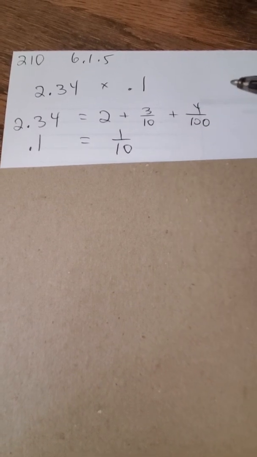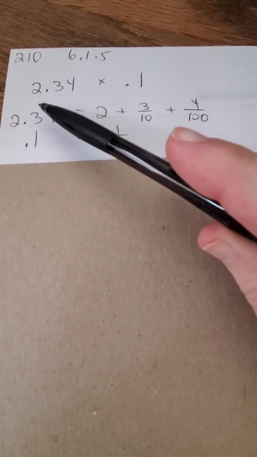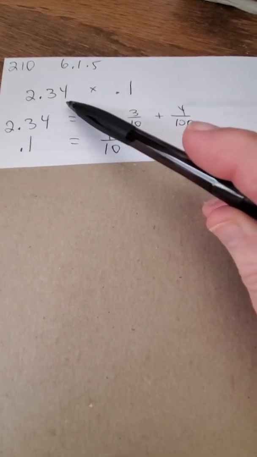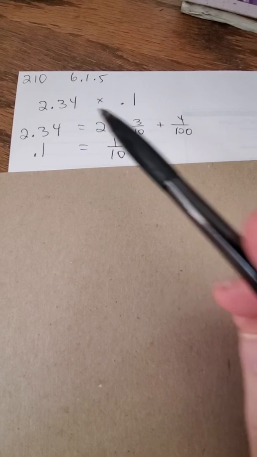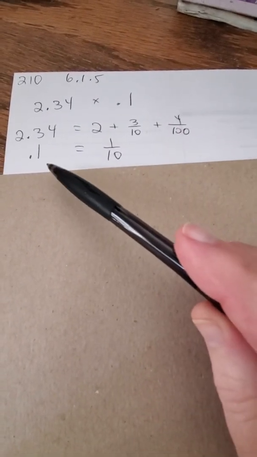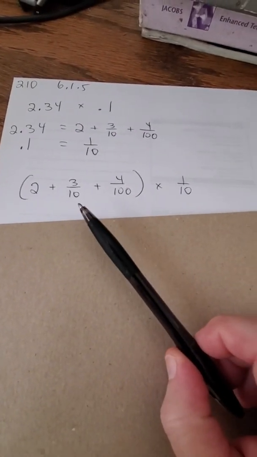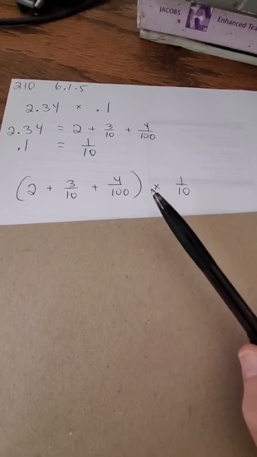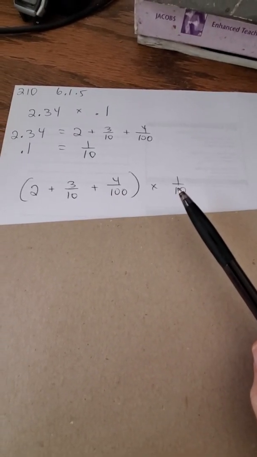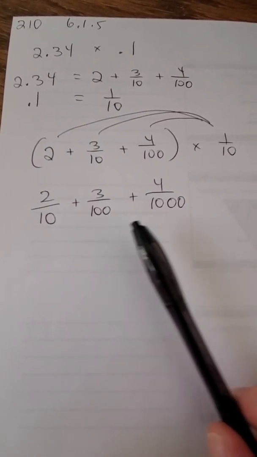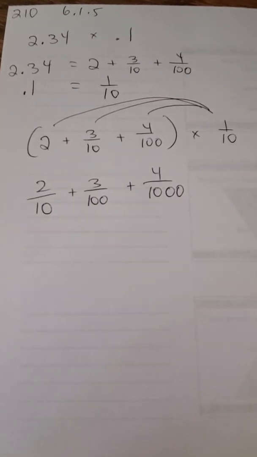Well, 2.34 is equal to 2 plus 3 tenths plus 4 hundredths, because that's the ones column, that's the tenths column, and that's the hundredths column. 0.1 is equal to 1/10 because it's in the tenths column. So when you multiply, what you're really doing here is (2 plus 3 tenths plus 4 hundredths) times 1/10. And now we're going to just distribute. We get 2 tenths plus 3 hundredths plus 4 thousandths, which in decimal form is 0.234.